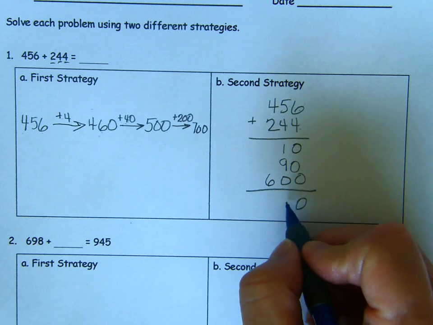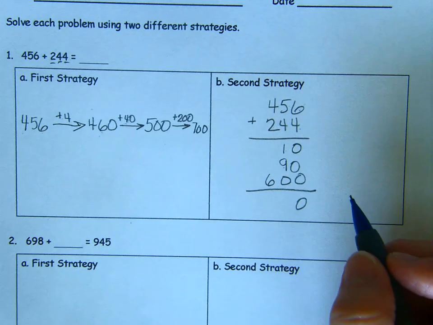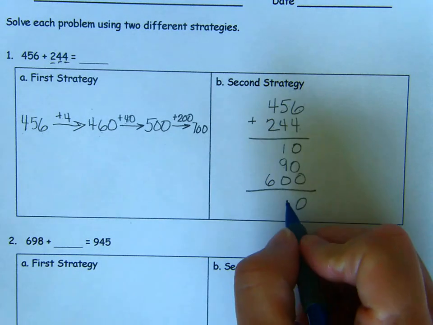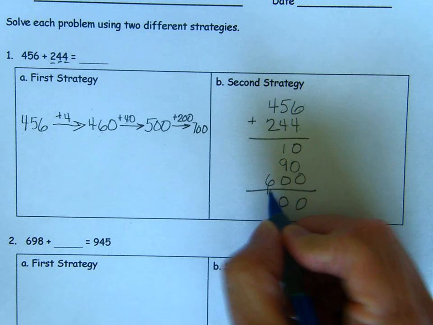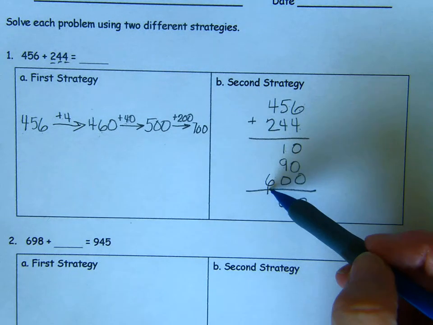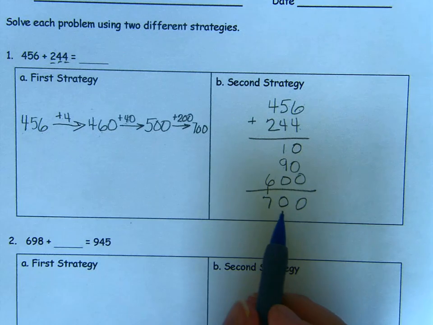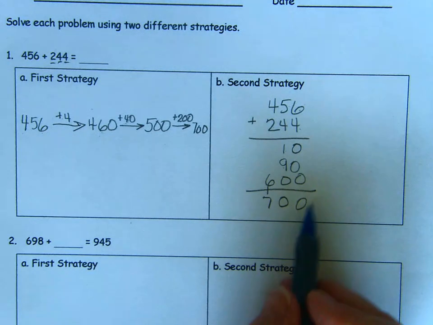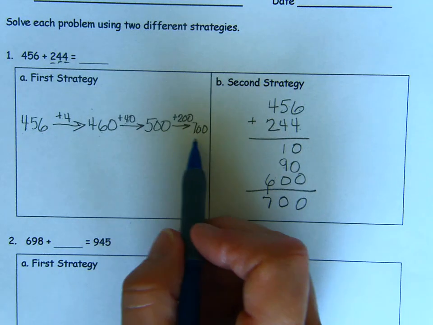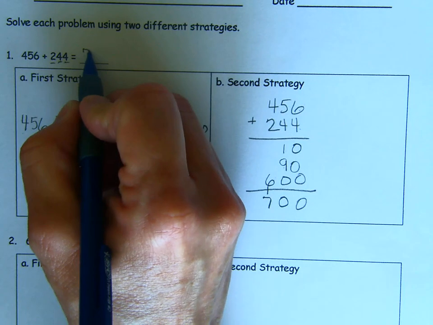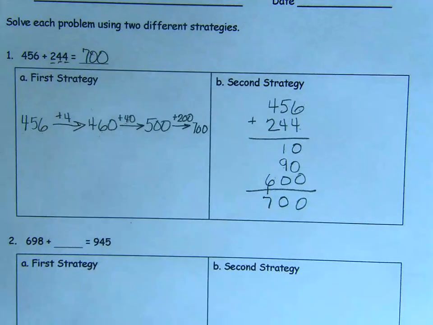Add those together. 1 plus 9, that's 10. So make my new group up there. 6 and 1 is 700. I got 700 this way and 700 this way, so I'm going to go ahead and fill it in up there. Did you do it a different way? Did you just follow along?